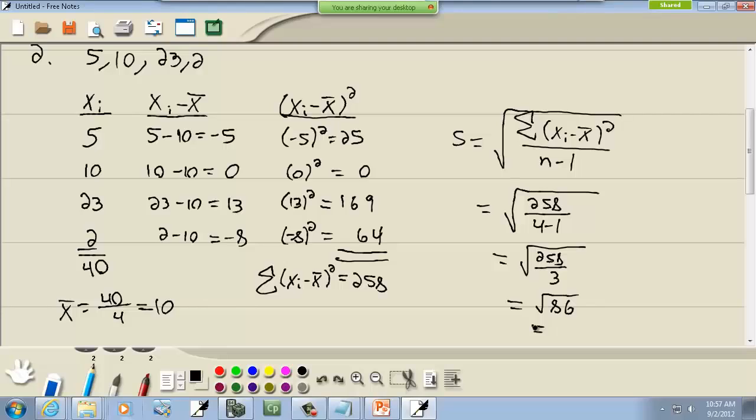And then the square root of 86. If I plug that in my calculator, I get 9.3. That would be my sample standard deviation. Now I put S there to represent sample standard deviation.